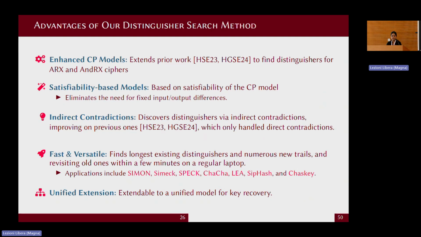So the advantage of our distinguisher modeling is quite clear: we have extended the prior works to find distinguishers on ARX and AND-ARX ciphers. Our model is based on the satisfiability of the CP model, which eliminates the need for fixing the input-output difference. And we incorporate the idea of indirect contradictions into our model, unlike the previous works. We find the longest existing distinguishers and numerous new trails, revisiting the old ones applied on ARX and AND-ARX ciphers. And for these ciphers, we have extended to a unified model for key recovery.